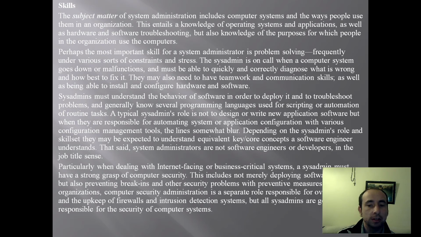They may also need to have teamwork and communication skills, as well as being able to install and configure hardware and software. System admins must understand the behavior of software in order to deploy it and to troubleshoot problems, and generally know several programming languages used for scripting or automation of routine tasks. A typical sysadmin's role is not to design or to write new application software, but when they are responsible for automating system or application configuration with various configuration management tools, lines somewhat blur.